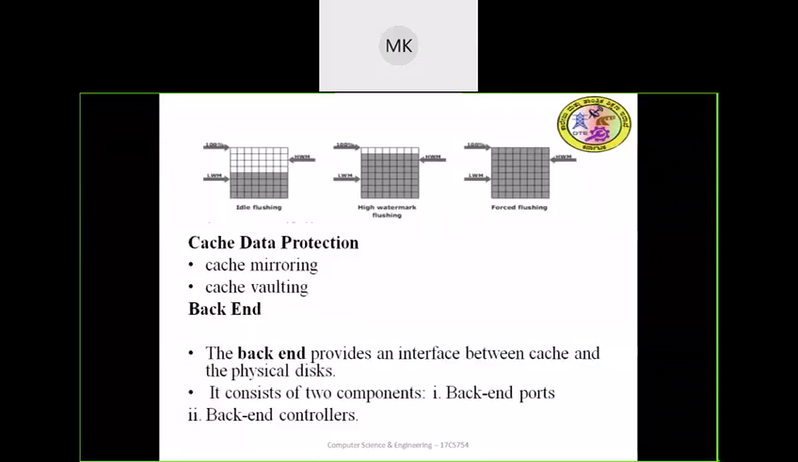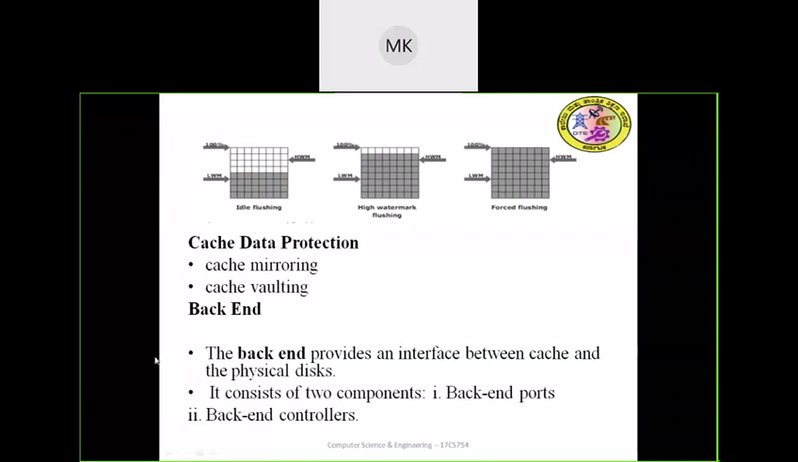Idle flushing, that is 100% LWM, that is HWM. Then we come to this, which shows the different levels of LWM and HWM. Cache data protection: cache mirroring and cache vaulting.